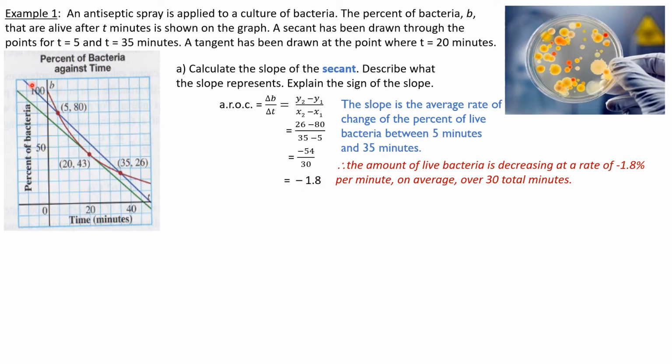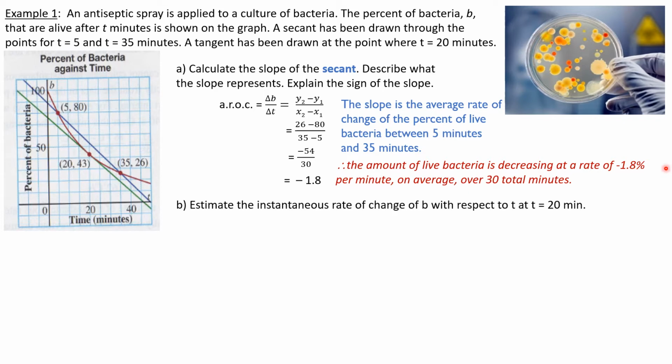And our slope, remember Mr. Slope Guy, our slope is coming down. So that's why it's a negative value. So the live bacteria, of course, is decreasing because it's had an antiseptic spray applied to it. So over that 30-minute time interval, we've got a decreasing amount of bacteria percentage.